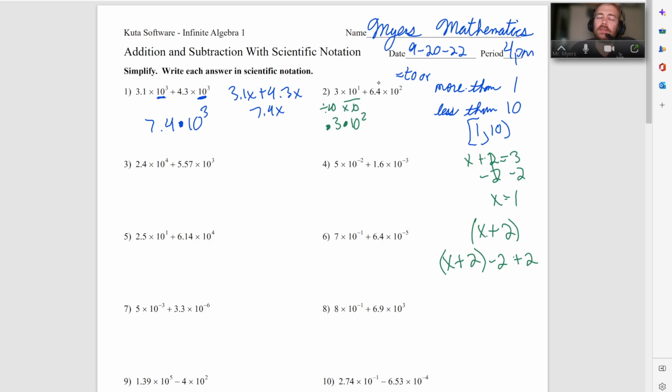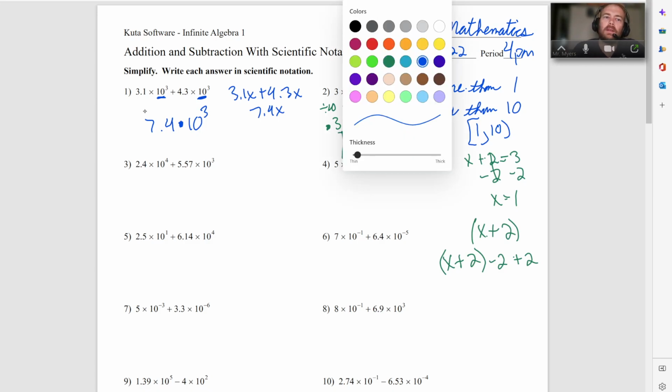So you could do either one, but it's going to be better most of the time to take the smaller power and make that bigger so that it has the same power as the other one, so that you can combine the other numbers. All right, so this is like 0.3x now plus 6.4x, which is 6.7x, or 10 squared, right? So I'm just using x as a placeholder to help simplify things a little. Okay, so that's the answer to that one. And that's the answer to that one.